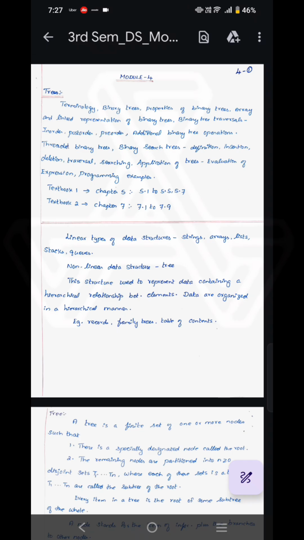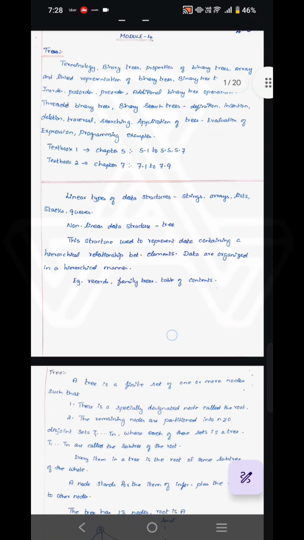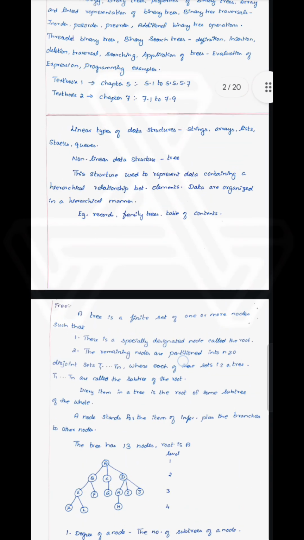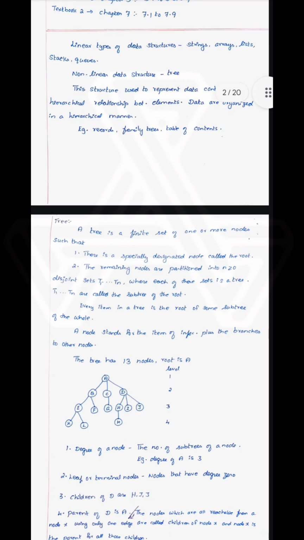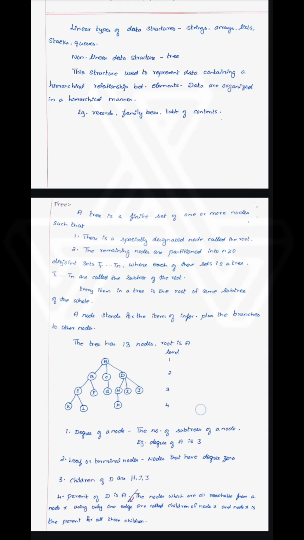Module 4: Trees. Terminology, binary trees, properties of binary trees, array and linked representation of binary trees, traversals: inorder, postorder, preorder, additional binary tree operations, threaded binary trees, binary search trees, definition, insertion, deletion, traversal, searching, applications of trees, evaluation of expression, programming examples. Linear types of data structures are strings, arrays, lists, stacks, and queues. A non-linear data structure is a tree.